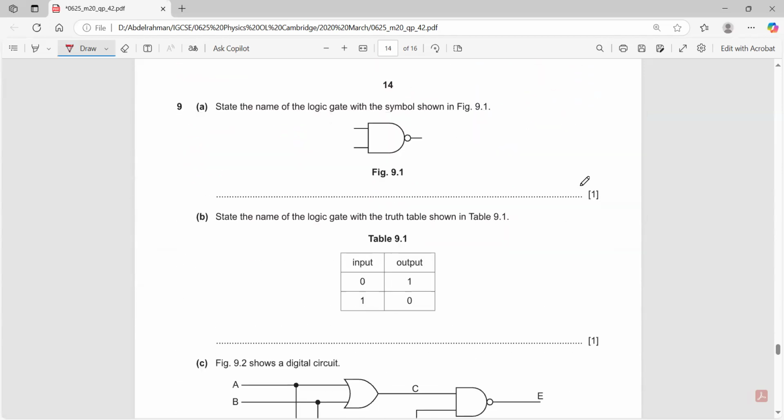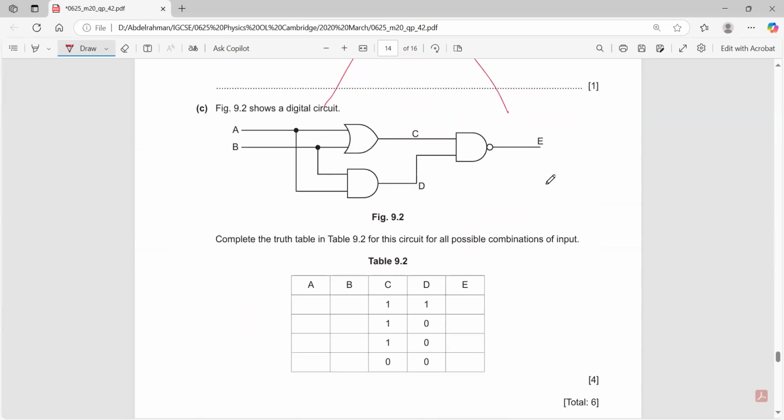Question 9 is cancelled. Okay, all of question 9 is cancelled.